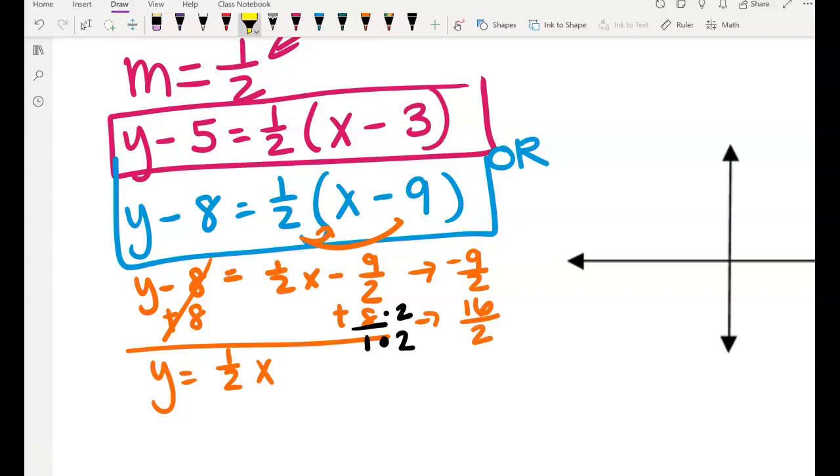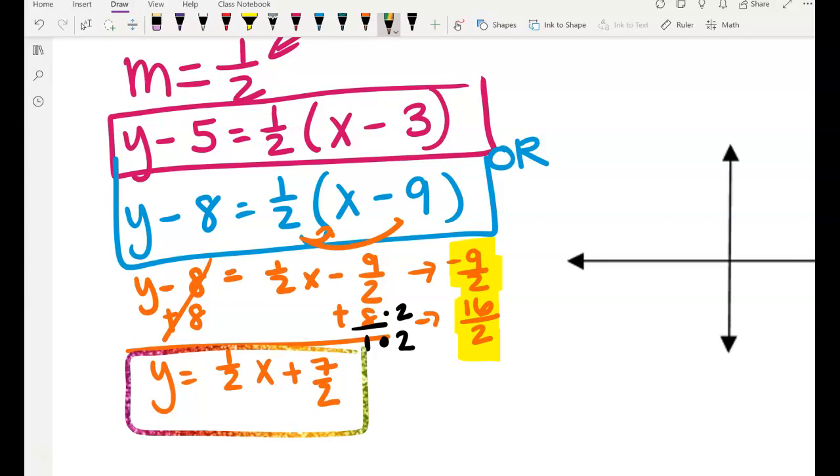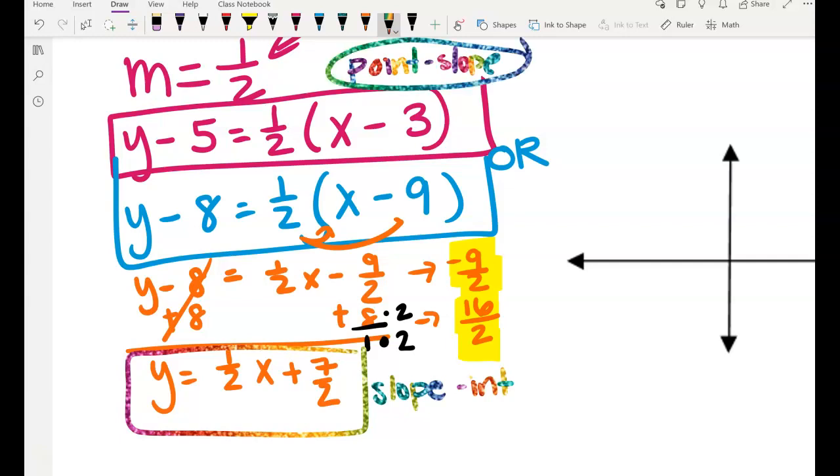The denominators are the same, so we can combine those. We know the denominator is going to be 2. -9 and a positive 16 is going to be a positive 7/2. So this right here, students, we're going to box it up because this is our slope-intercept form, okay? And this is the point-slope form. Okay, so we got 2 out of the 3.